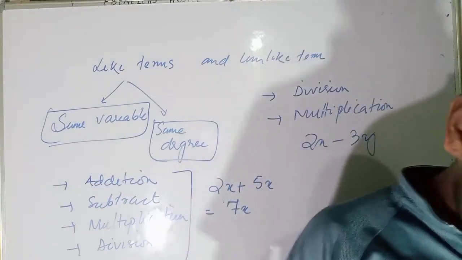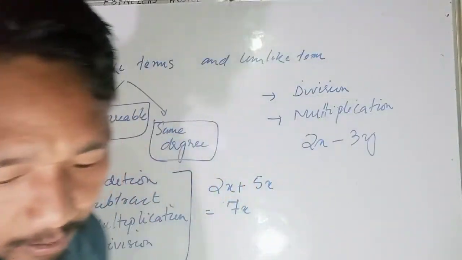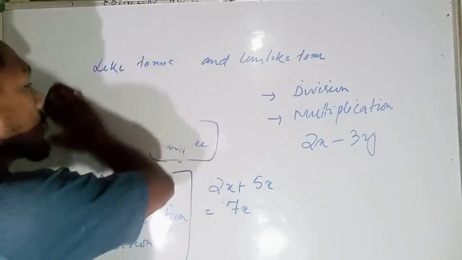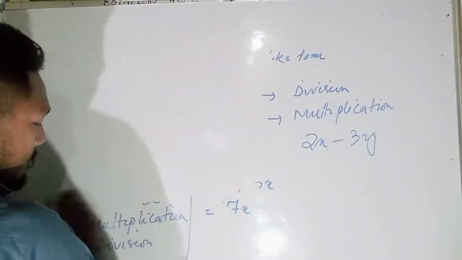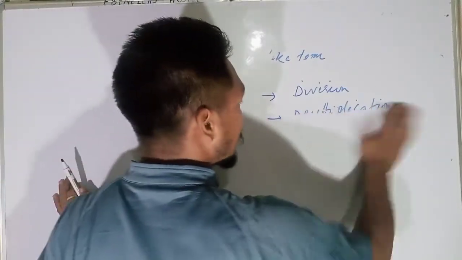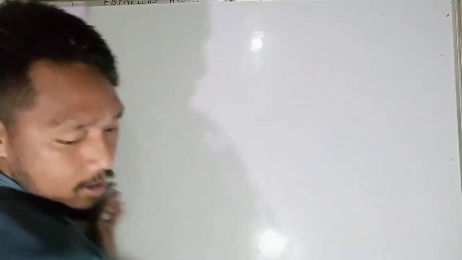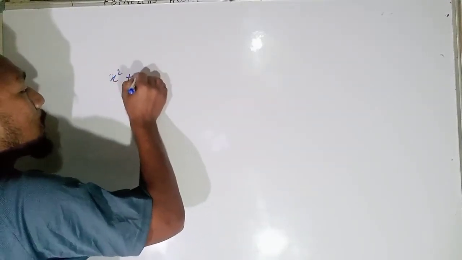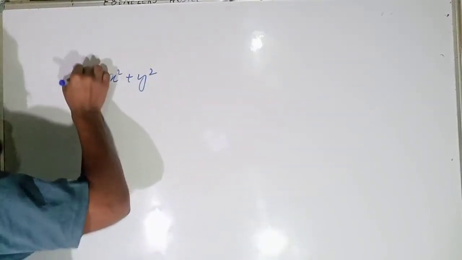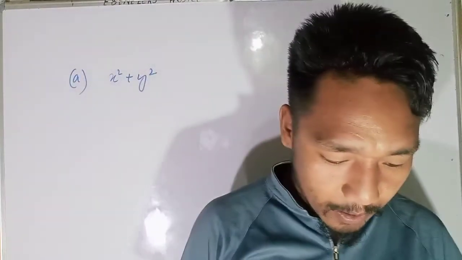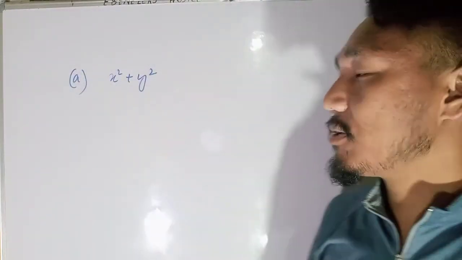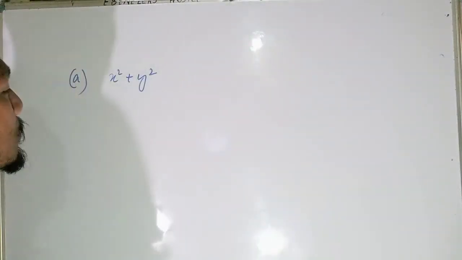Okay, so we'll try to understand some questions from exercise 6.2. I'll just give some questions here on the board. Number one, x squared plus y squared. Is it a binomial, a trinomial or a monomial?